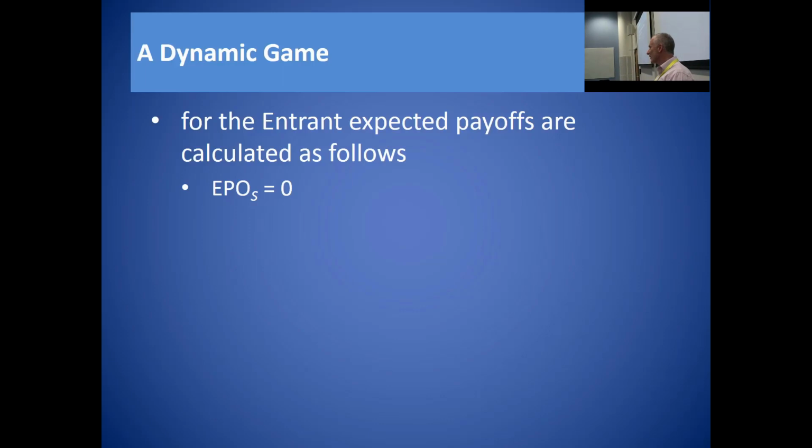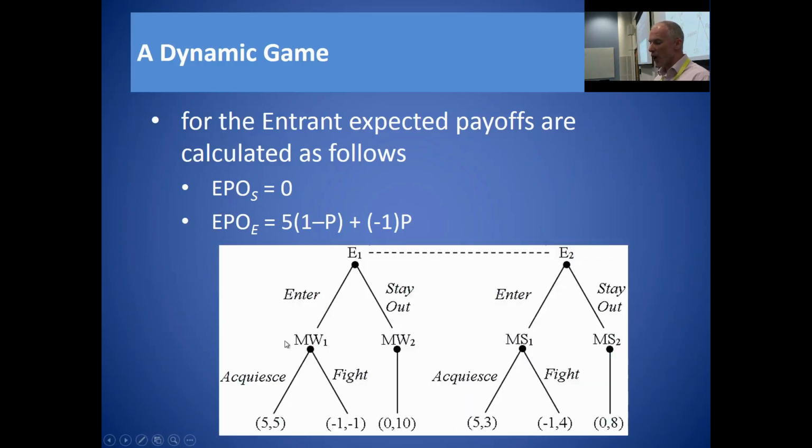Well, if you look at the diagram, I won't put it up on the board because it should be fairly obvious for you. For the potential entrant, it does not matter whether the monopolist is weak or strong. If it stays out, it always gets a payoff of 0. So the expected payoff to staying out is always 0. The expected payoff of entering, and again, I'll tell you what it is, and then we'll relate it back to the diagram, is 5 times (1 minus p) plus (minus 1) times p.